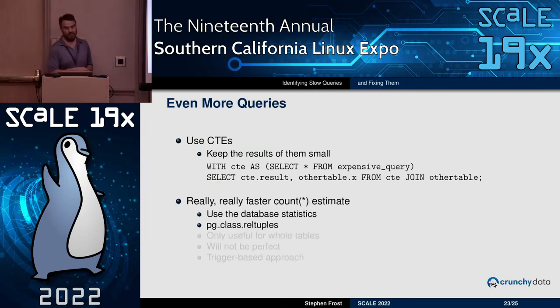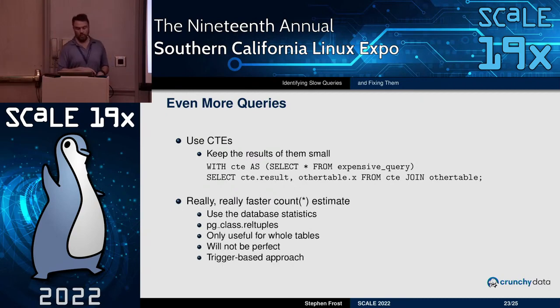If you really, really want a super fast count star, just go look at the database statistics, right? We already capture an idea of what the number of tuples are in the table. You can just go look at pg_class reltuples, right? Again, it's not super accurate. It's only updated when we do analyze and things like that, and it's only useful for the whole table, but you can use it if you want.